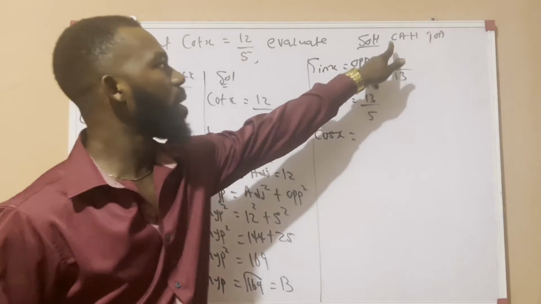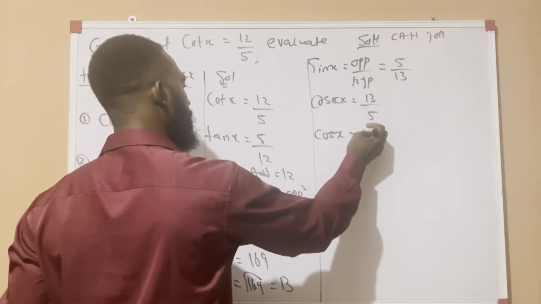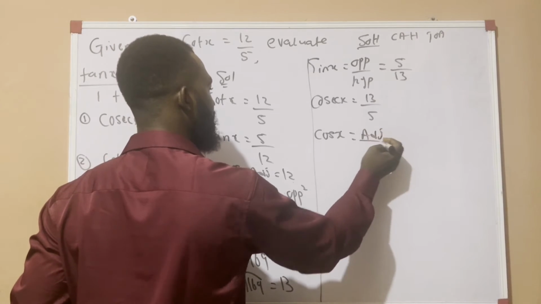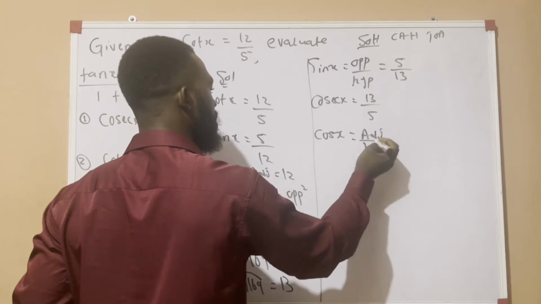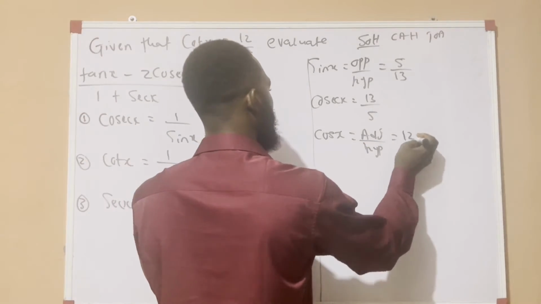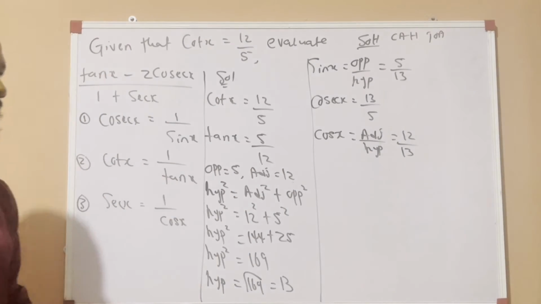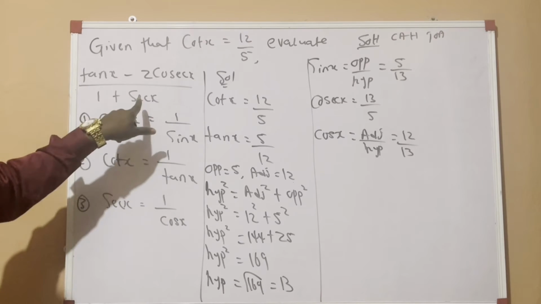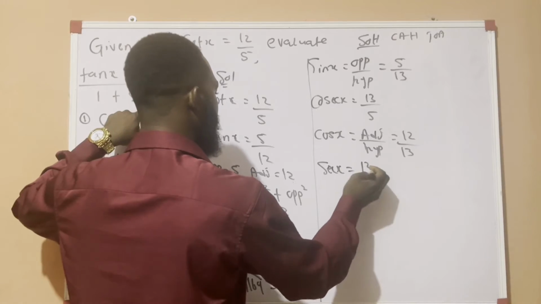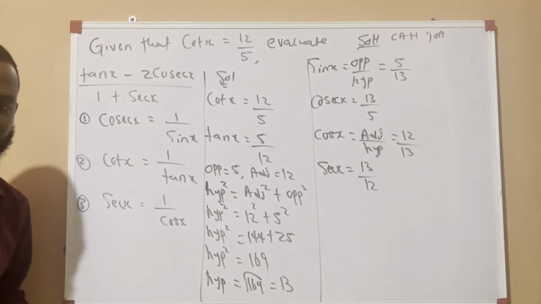Now, cos is from CAH, C-A-H, which means adjacent over hypotenuse. Adjacent over hypotenuse. Now, what is our adjacent? According to the question, adjacent is 12, and our hypotenuse is 13. Question, if cos x is 12 over 13, what is sec x? Sec x, without wasting time, becomes 13 over 12. Because when you reciprocate cos, you have gotten sec. It's as simple as that.